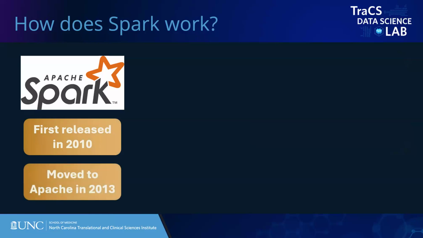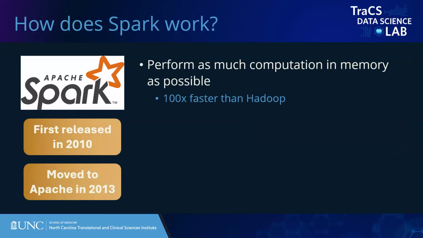This is really when Apache Spark came along as a solution to overcome those limitations. It was first released open source in 2010, but it was released more independently, and then it came under the umbrella of Apache in 2013. The big difference with Apache Spark was that it would perform as much computation in memory as possible relative to Hadoop. Cutting down that back and forth between storage and RAM allowed speeds up to 100 times faster than Hadoop at the time.